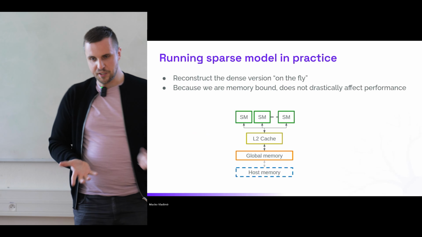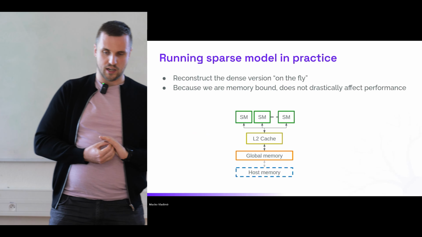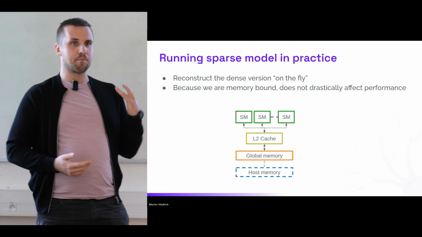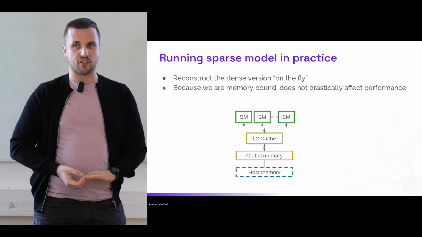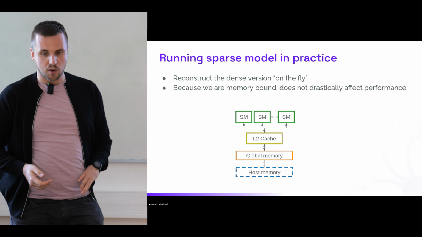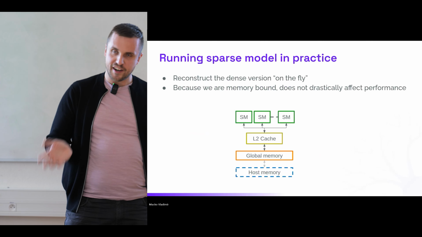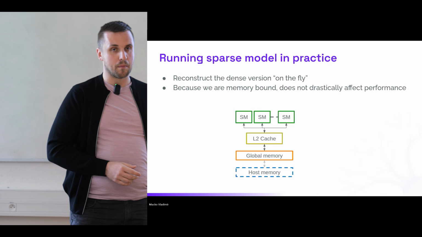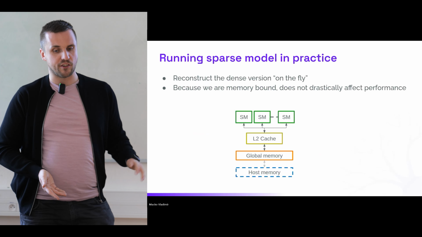Okay, and how does it work in practice? Or how do we actually perform sparse matrix multiplication in practice with the model? So again, here's the diagram of the GPU. Now we are able to fit the whole model in the global memory, so we got rid of the communication with host memory.